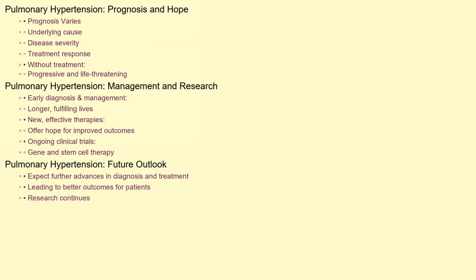The prognosis for pulmonary hypertension varies depending on the underlying cause, the severity of the disease, and the individual's response to treatment. Without treatment, pulmonary hypertension can be a progressive and life-threatening condition. However, with early diagnosis and appropriate management, many individuals with PH can live longer and more fulfilling lives. Recent research has led to the development of new and more effective therapies, offering hope for improved outcomes. Ongoing clinical trials are exploring novel approaches to treating PH, including gene therapy and stem cell therapy. As research continues, we can expect further advances in the diagnosis and treatment of pulmonary hypertension, leading to better outcomes for patients affected by this challenging condition.